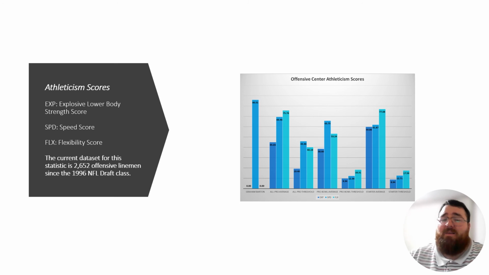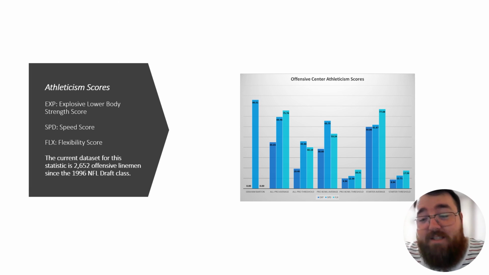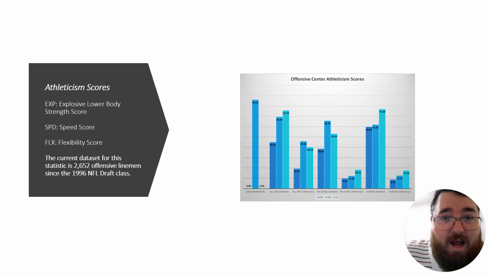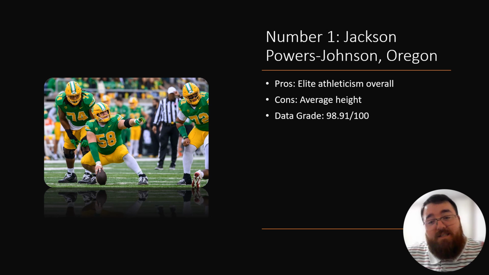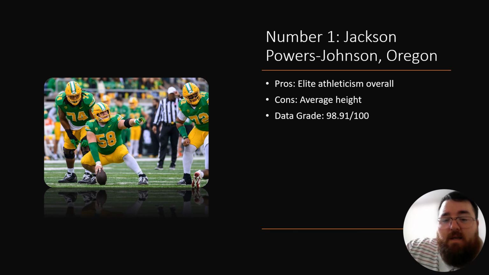I haven't even talked about the RAS again, and I know what I'm doing is a little bit like RAS, but with some tweaks to it, which makes it a little better. But I do think that this is a pretty impressive profile for him. And then we get to the number one center in the 2024 NFL draft class, which I don't think anybody would be surprised who that center is, which is Jackson Powers Johnson from Oregon.